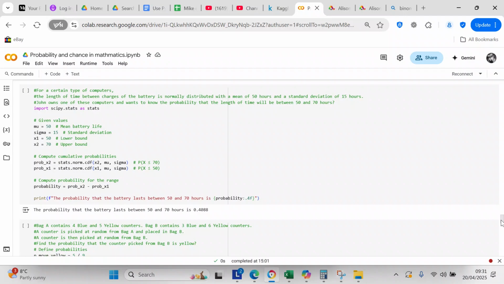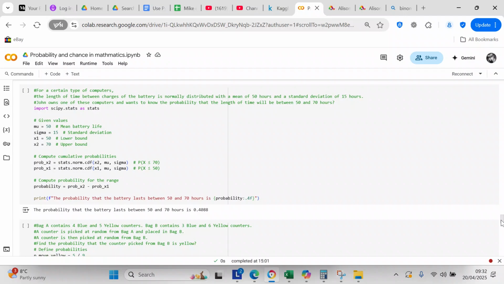So we have another question. It says, for a certain type of computer, the length of time between charges of the battery is normally distributed with a mean of 50 hours and a standard deviation of 15 hours. John owns one of these computers and wants to know the probability that the length of time will be between 50 and 70 hours.